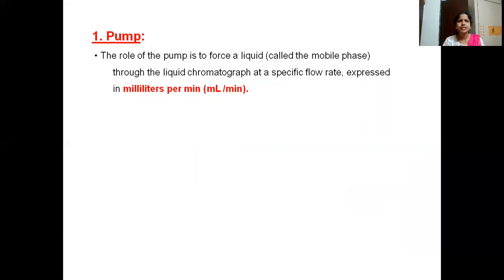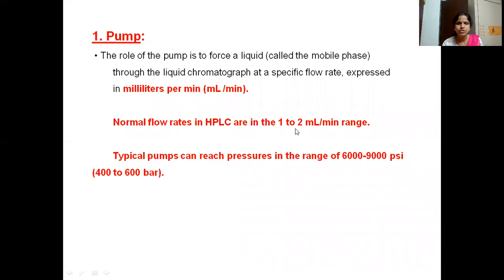This pump is mainly used to pump the mobile phase. As the mobile phase is liquid only, we can easily pump the mobile phase into the column, and it is expressed in milliliters per minute. Generally, the normal flow rates in HPLC are 1 to 2 ml per minute. So the 1 to 2 ml per minute flow rate will be fixed with the help of the system. In the computer system itself, you can just load the data. According to that, the mobile phase will be entering into the column.